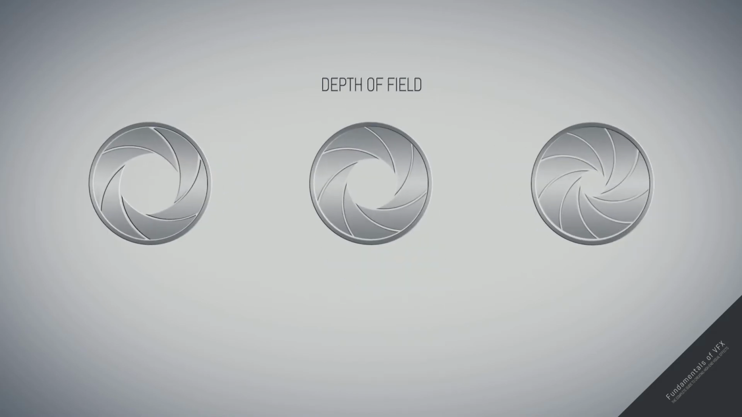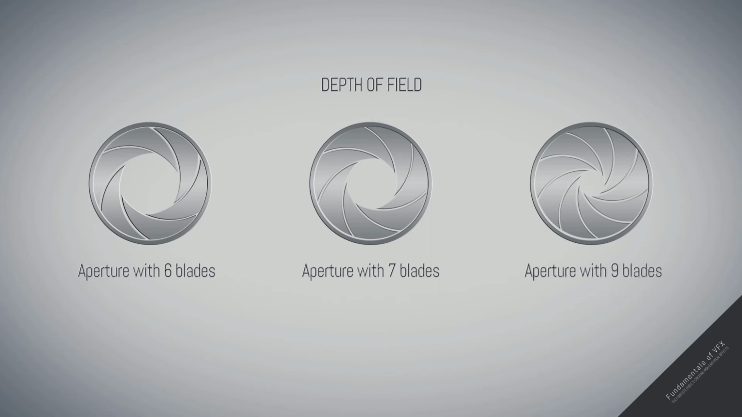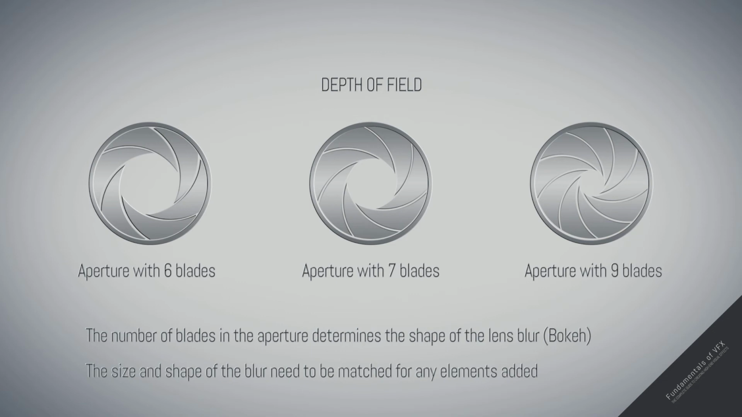Another factor to be matched with depth of field is the shape of the blur, also known as bokeh. Many consumer and mid-range lenses have an aperture with 6 or 7 blades. Higher-end lenses often have 9 blades. The shape of the blur is mainly a matter of personal preference. Some like to get as close to a perfect circle as possible, while others prefer a more angular shape.